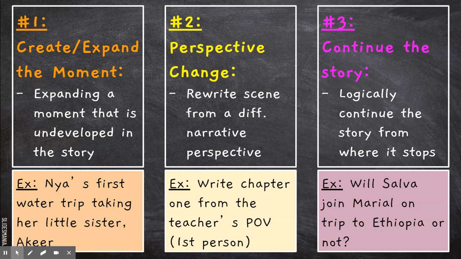Option 3, continue the story, logically continue the story from where it stops. So it's as if the story is chopped off at one point and you have to continue it in your own words, logically, based off of what's already happened and what you know about the story. For example, you see below, will Salva join Mariel on his trip to Ethiopia or not?